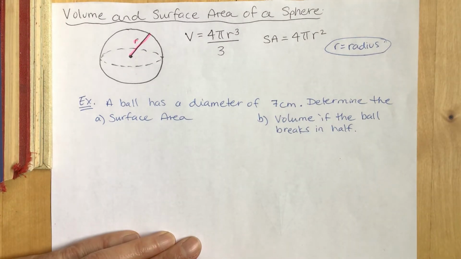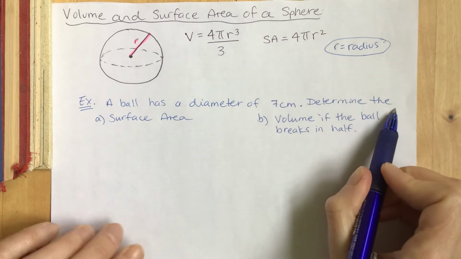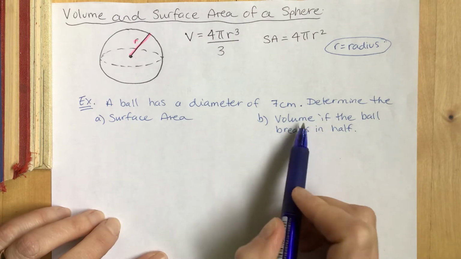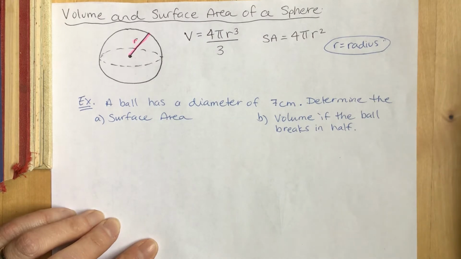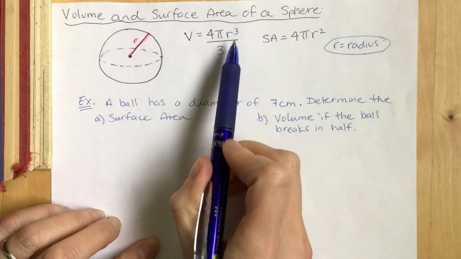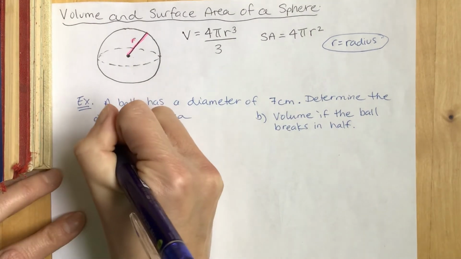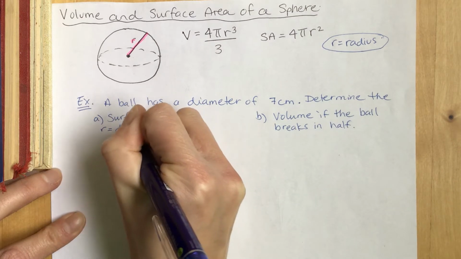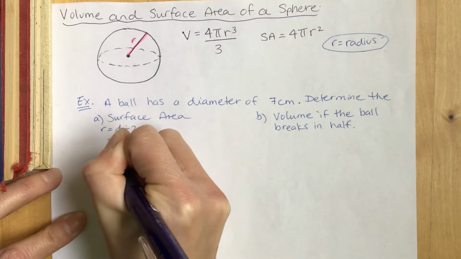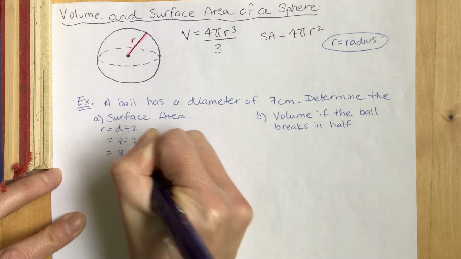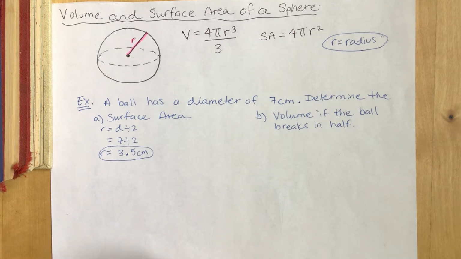We're going to walk through an example here with a ball that has a diameter of 7 centimeters. And we're going to be determining the surface area and then the volume if the ball breaks in half. So the first thing we need to do is to get the radius, because we are not given the radius, but the radius is the measurement that we see in both of these formulas. So radius is equal to the diameter divided by 2. So that's going to be equal to 7 divided by 2, and that is equal to 3.5 centimeters. So that's the number we are going to be using.